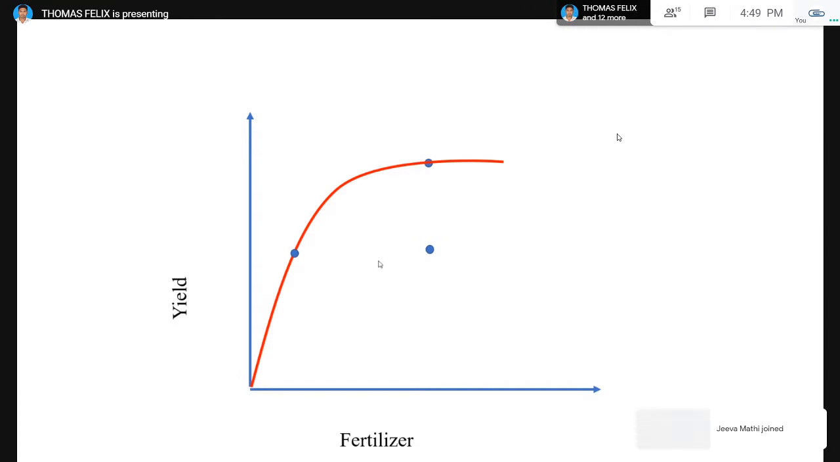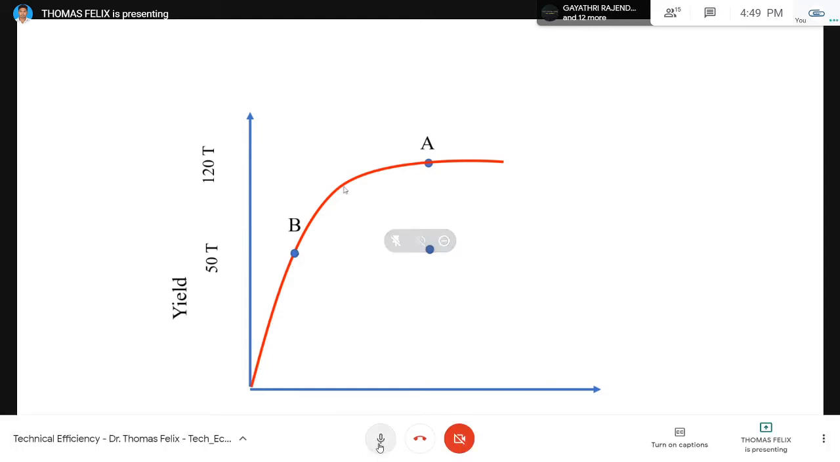For example, this is the point A. At point A, the farmer has used 100 kgs of fertilizer and gets a yield of 120 tons of rice. Similarly, this is the point B. At point B, the farmer uses 200 kgs of fertilizer and attains a yield of 50 tons. I connect the maximum yields, and that is nothing but the frontier.